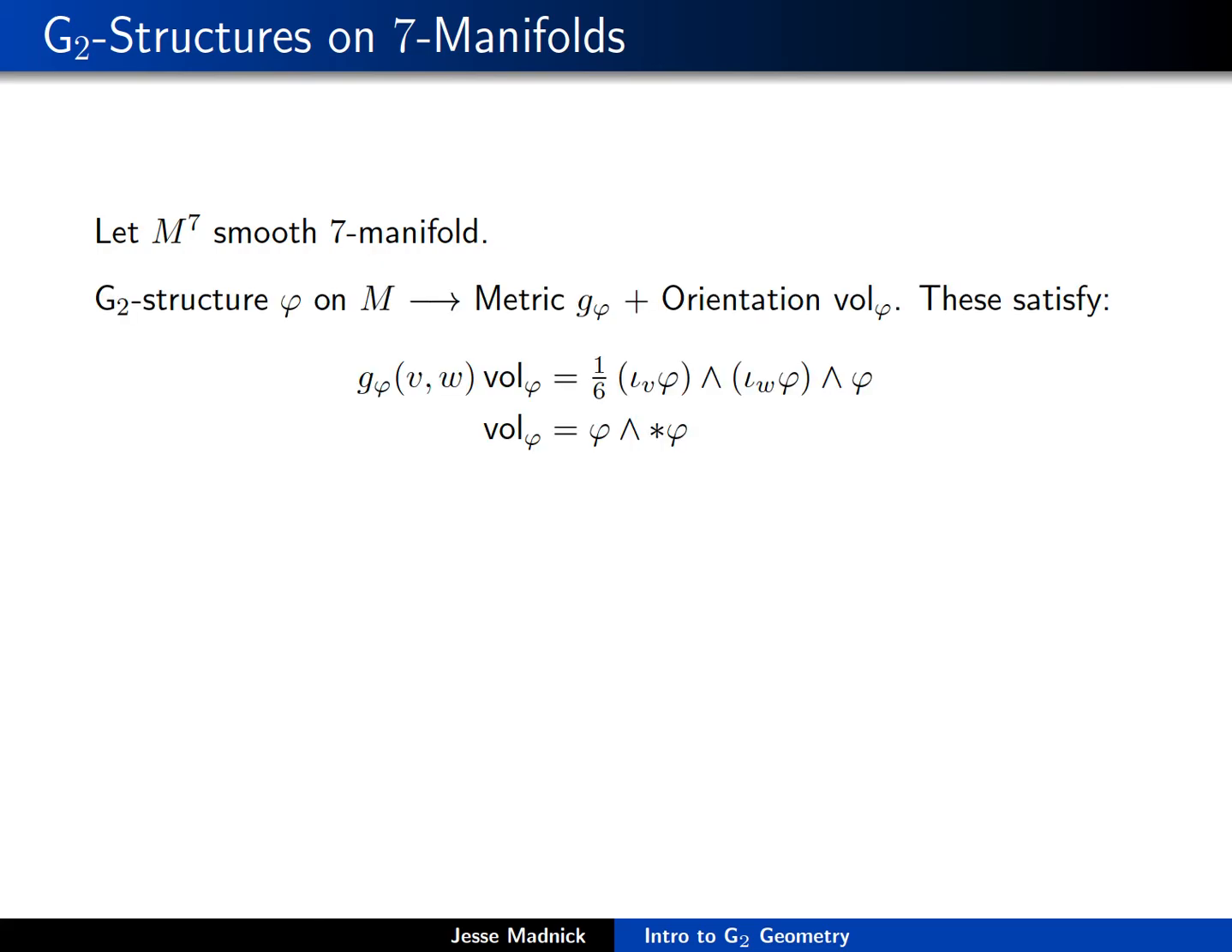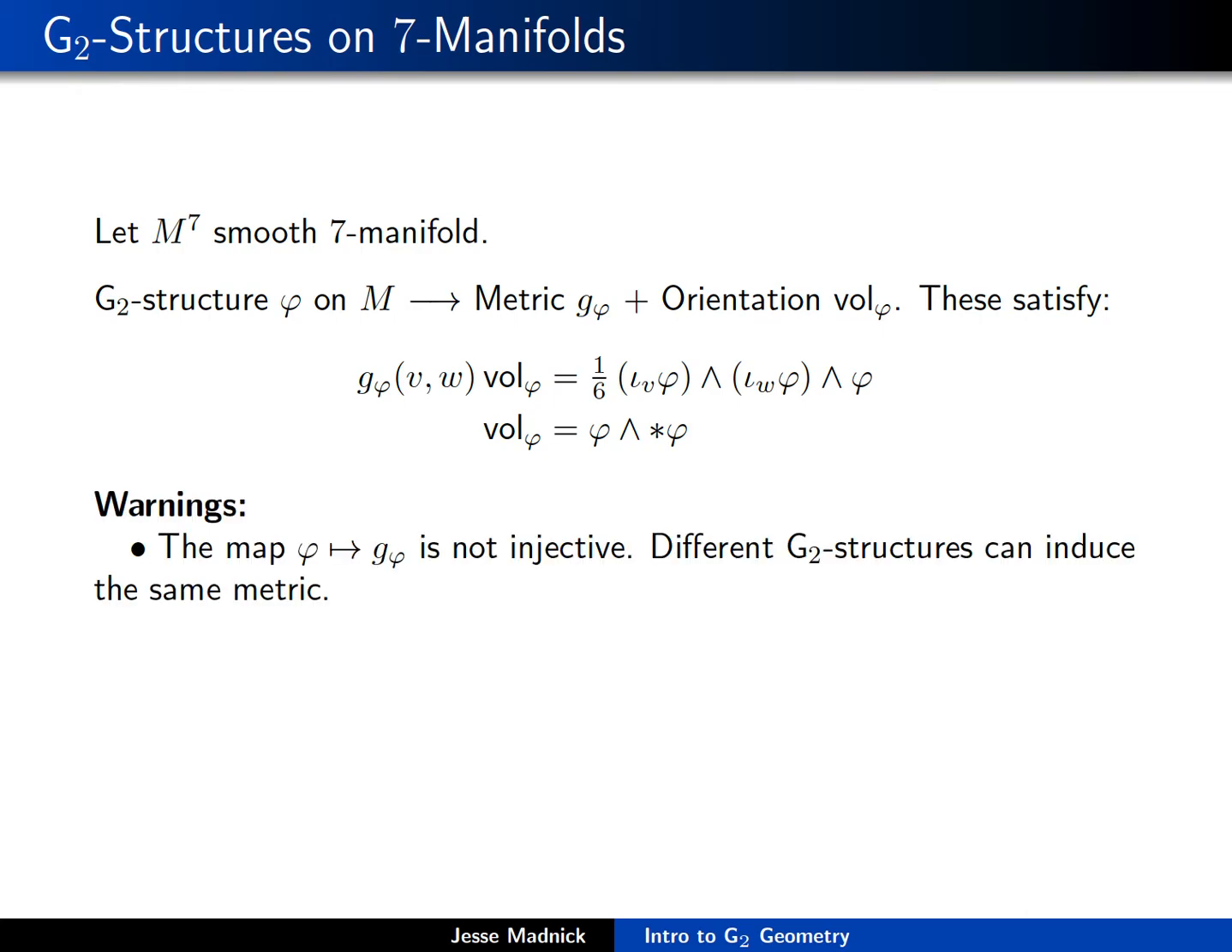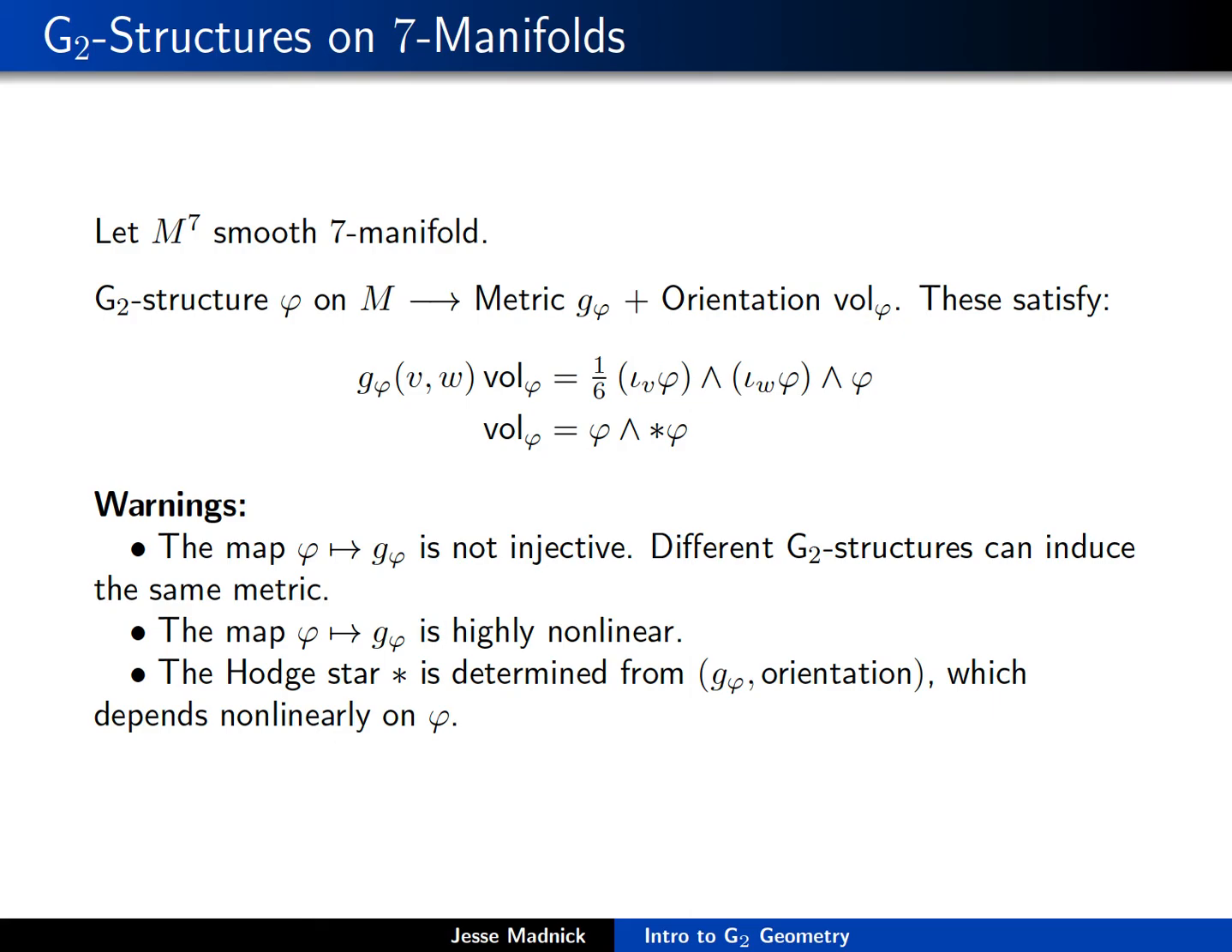Okay, so let's say you have a smooth 7-manifold. By what we said before about how a definite 3-form gives you a metric and an orientation, if you have a G2 structure on a 7-manifold, you automatically get a metric on your manifold and an orientation. Okay, and these satisfy these formulas right here. But a few things to note. First of all, the correspondence which sends a G2 structure to a metric is not injective. And what that means is that different G2 structures on a 7-manifold can induce the same metric.